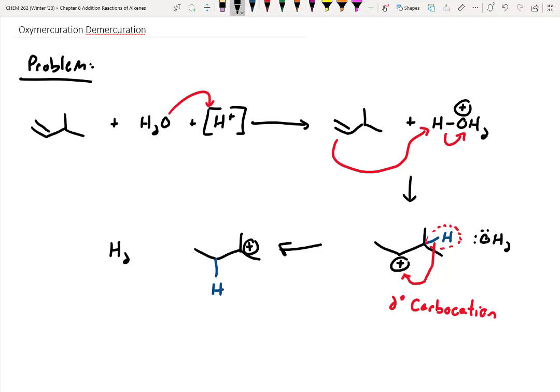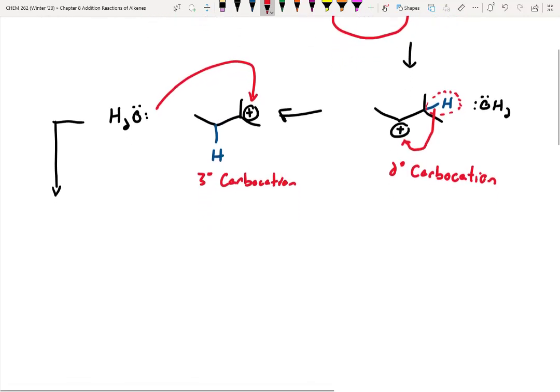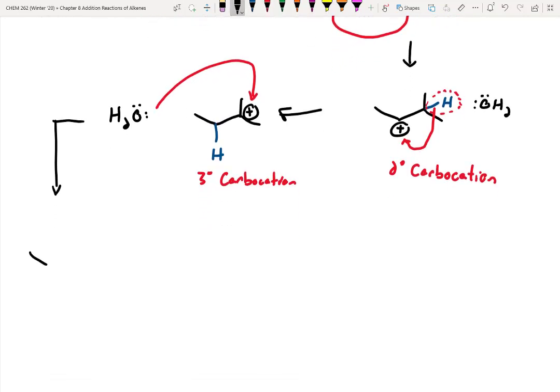And then water would be floating around still. We know we always have excess water in these reactions, so water in the next step would add into that carbocation. Let me label this too. We said that this switches from secondary to tertiary. And then after water adds in, we're almost done.